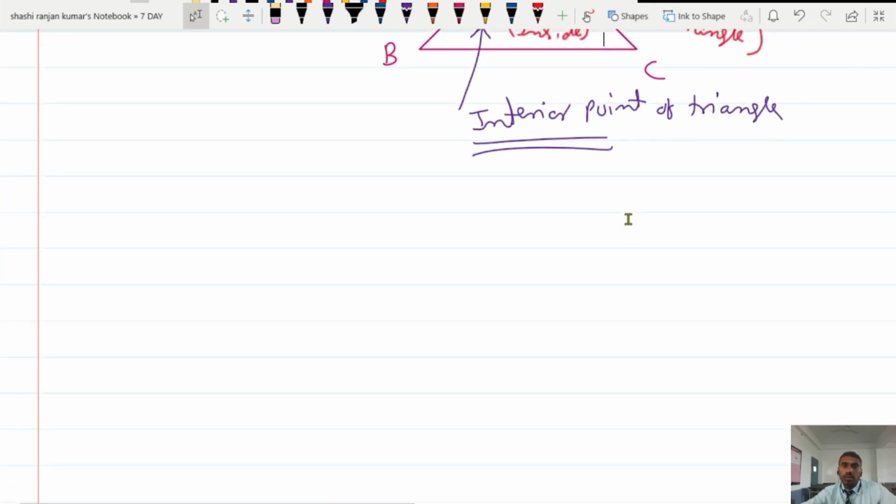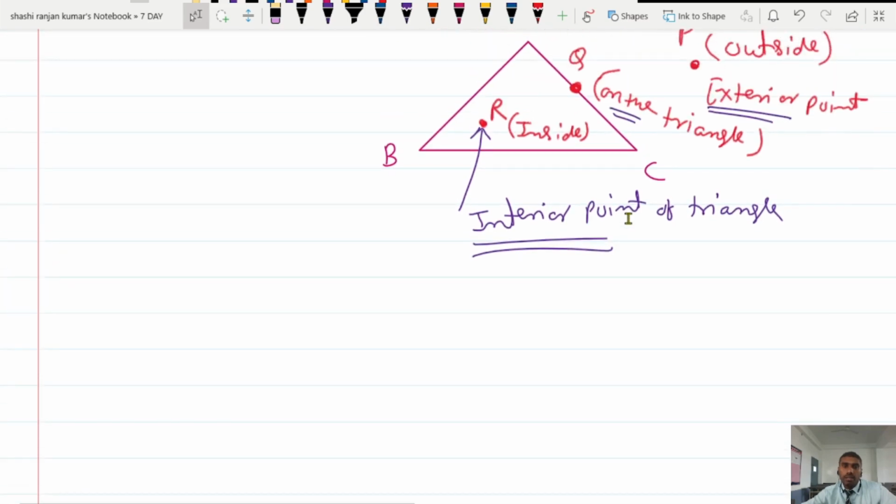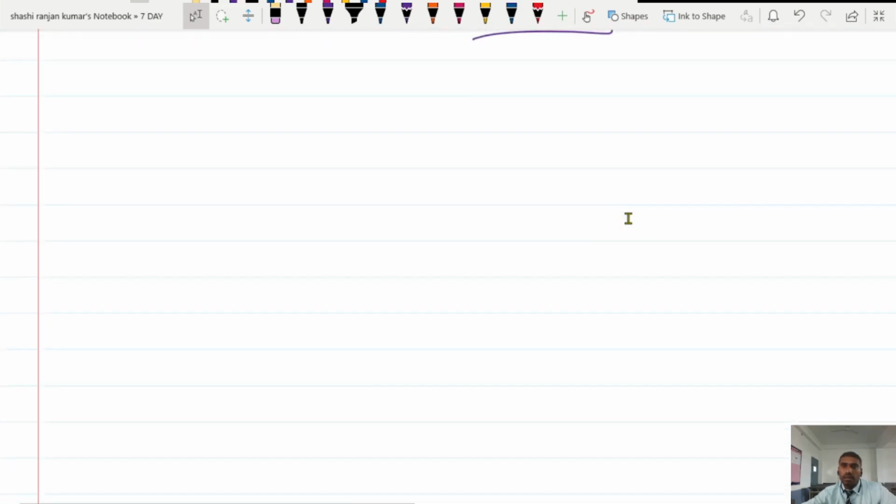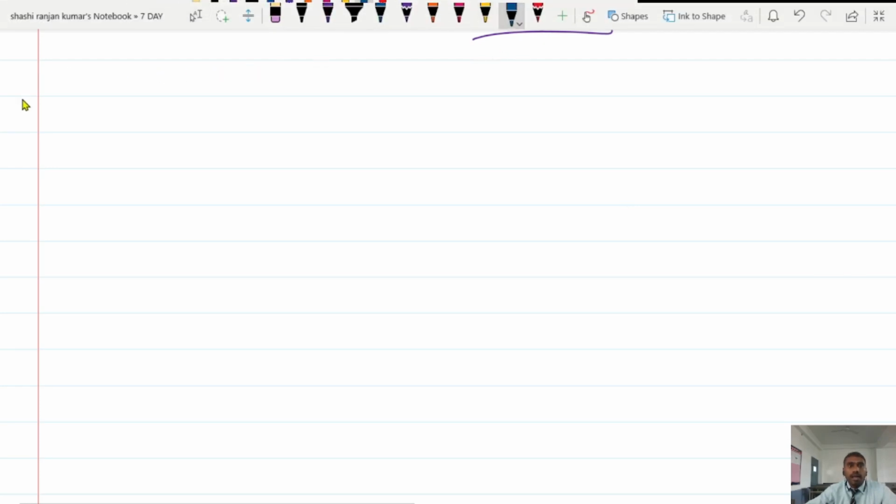Okay. So next, moving towards the types of triangles. Let us discuss first the types of triangles. So how many types of triangles can you tell me? How many types of triangles are there?